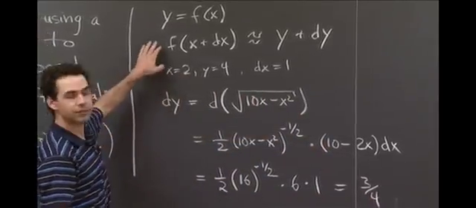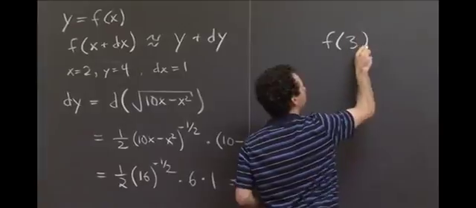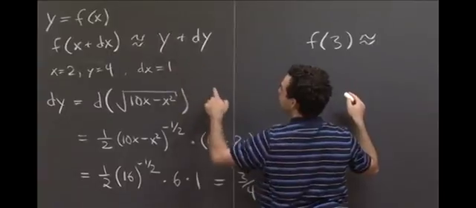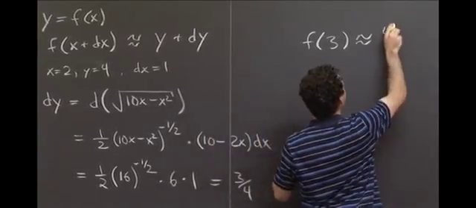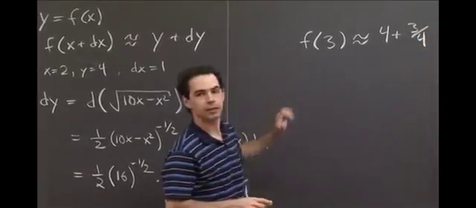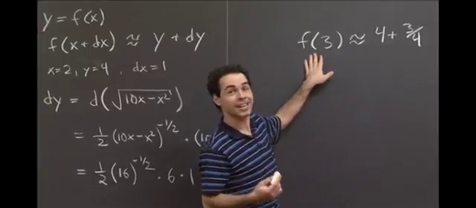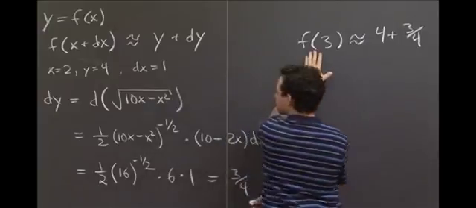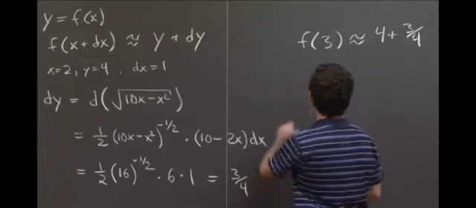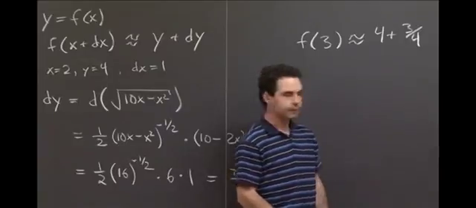That means our linear approximation is that f of 3, f of x plus dx, is approximately equal to our value y at our original point, which was 4, plus the dy, so plus 3/4. The linear approximation that we get from this method of differentials is exactly the same approximation that we would get if we did this the other way, but I think it's kind of nice to do it in this differential form. Somehow it seems a little more straightforward sometimes. And so the answer that we get out of it is 4 plus 3/4. All right, so that's that.